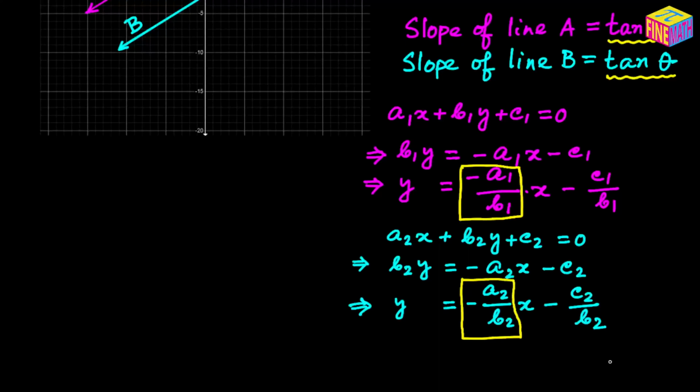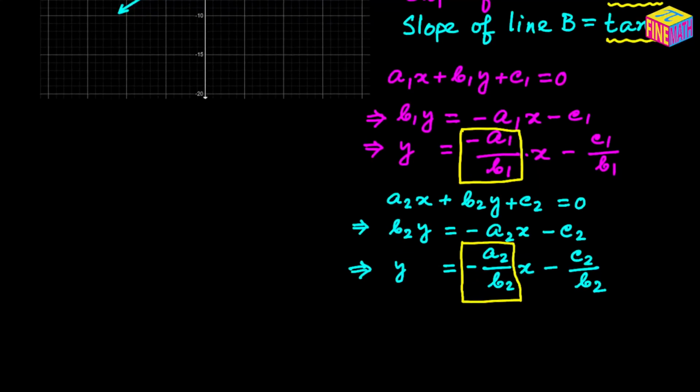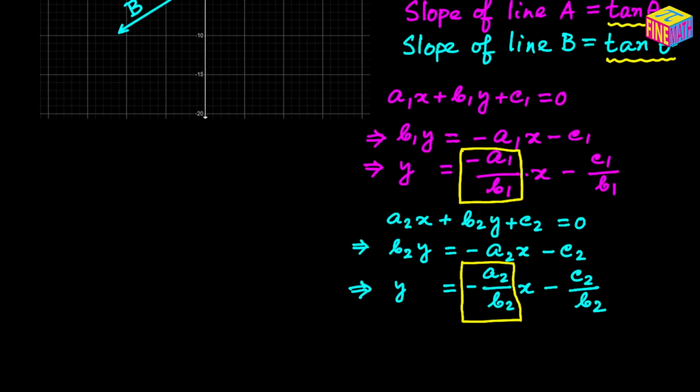And we have already discussed and proved that the slopes of both the lines are equal. That means the slope of the first line and the slope of the second line are equal, right? So if they are equal, then this is our necessary condition. So from here, can we say that the slope of the first line, which is negative a sub 1 divided by b sub 1, that is the slope of the first line. And what is the slope of the second line?